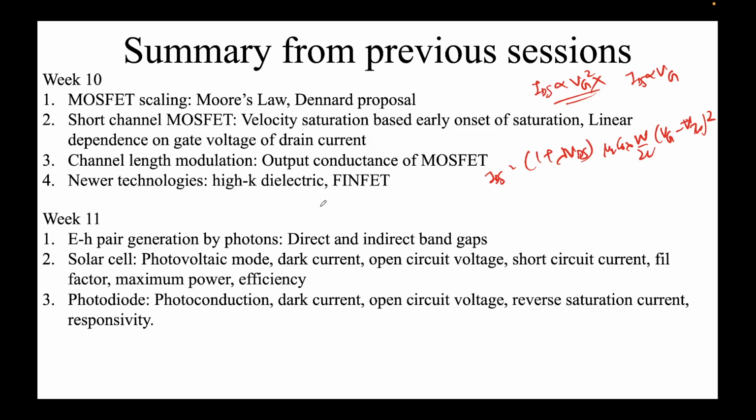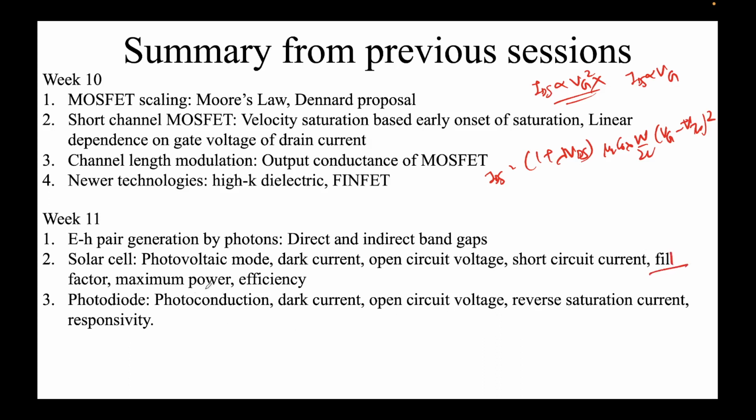Finally, in the last session, we had talked about some optoelectronic devices where we saw electron hole generation by photons and the difference between direct and indirect band gaps. We'll discuss this today. The two devices we talked about: the solar cell, which operates in photovoltaic mode. We saw what we mean by dark current, open circuit voltage, short circuit current. Fill factor is very important. There's an L missing here. Fill factor was very important.